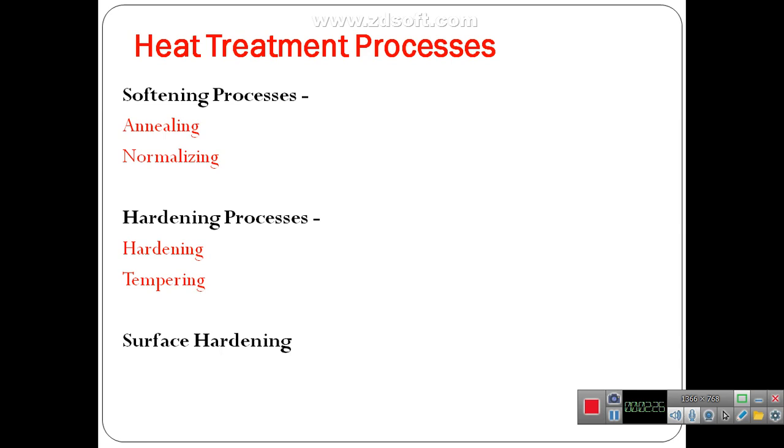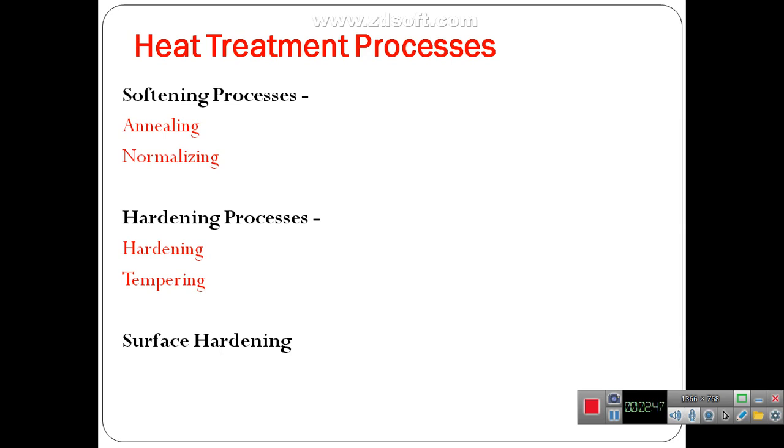Next, the normalizing. The main aim of normalizing is to remove the internal stresses developed after the cold working processes. In this, steel is heated at 30 to 50 degrees Celsius above its upper critical temperature and cooled in the air.